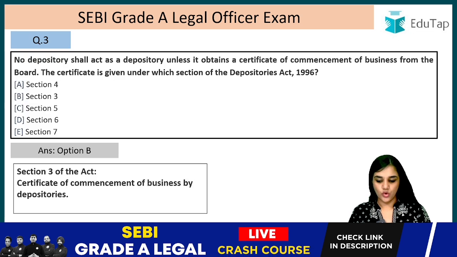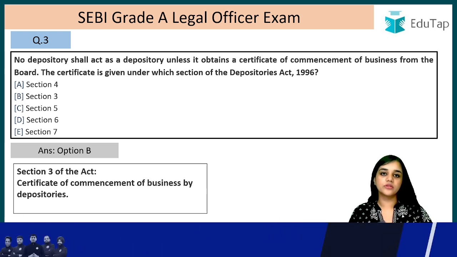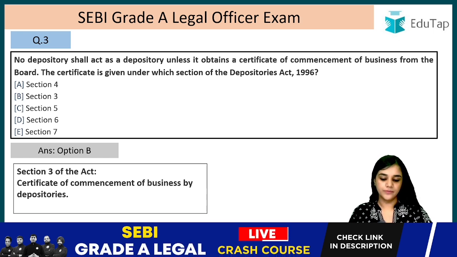So the answer was option B, section 3. Section 3 deals with the certificate of commencement of business by the depositories. We also get the answer to this question from this section: who grants this certificate of commencement of business to depositories? It is the SEBI board. It is SEBI, right?